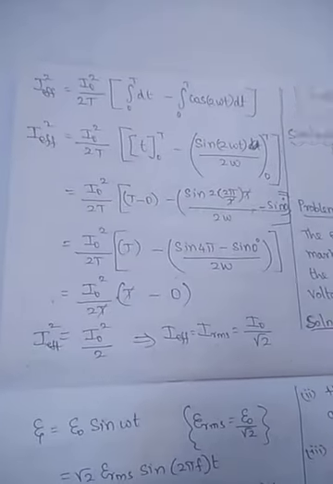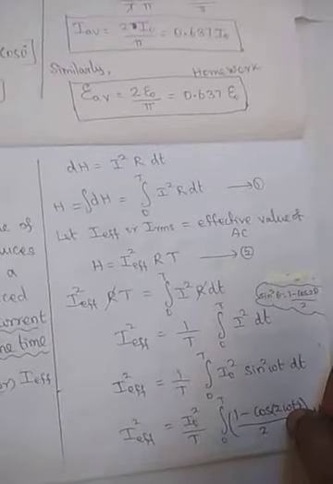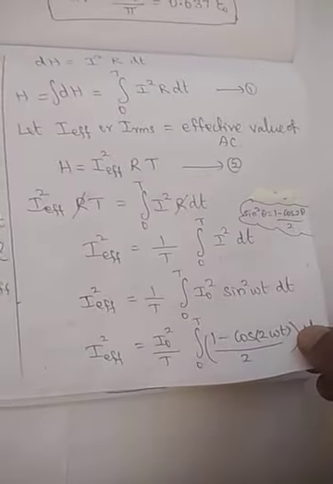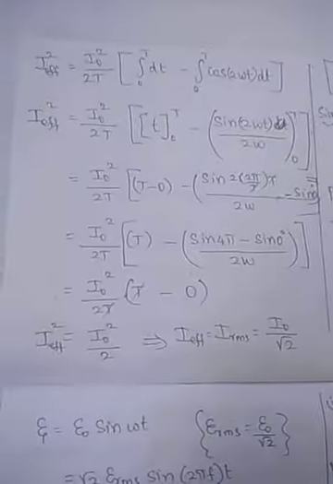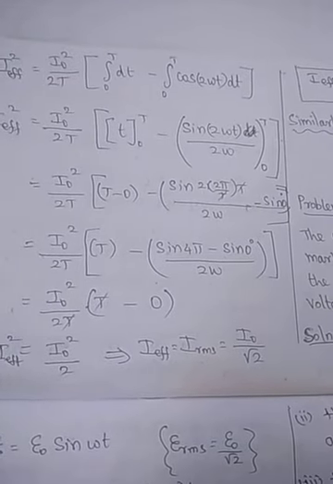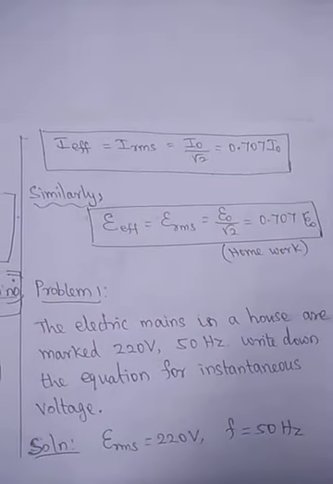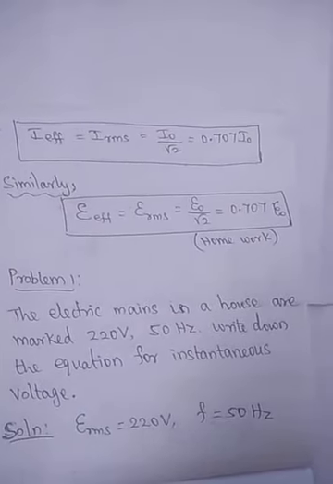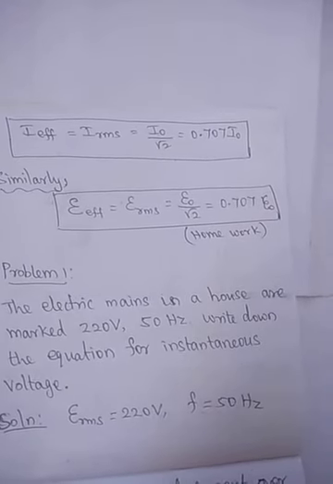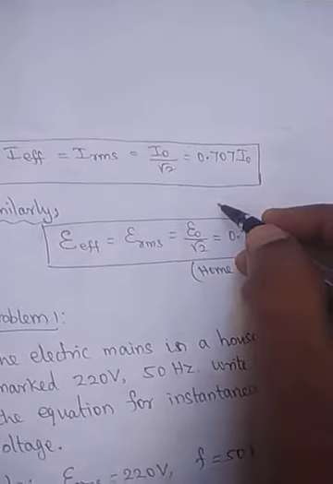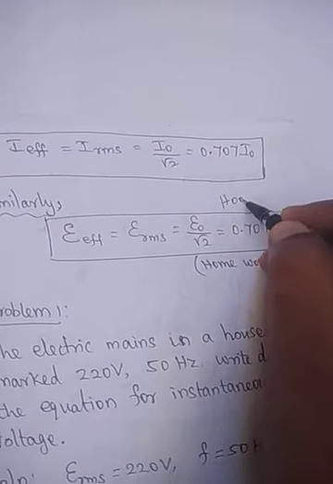So very simple, students. Taking this Joule heating law, substituting these values by integrating I is equal to I naught sin omega t, we get the solution I RMS, the root mean square value of the alternating current, which is equal to I naught by root 2. Similarly, we can calculate the EMF value E RMS, which is equal to E naught by root 2. That value is 0.707 E naught. This is homework for you.